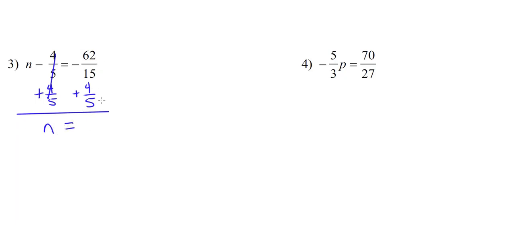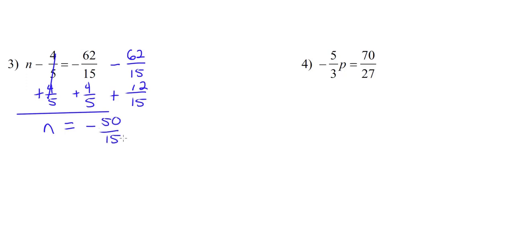And on the right, in order to add or subtract fractions, we need common denominators. We have 15 and 5, so it's going to be 15. That means this fraction is going to remain as negative 62 over 15, and this fraction is going to become positive something over 15. 5 times 3 is 15, so now on the top we do 4 times 3, and that gives us 12. Now we have a negative fraction and a positive fraction, so different sign, subtract, keep the sign of the bigger number. So 62 minus 12 is 50, so we get n equals negative 50 over 15.